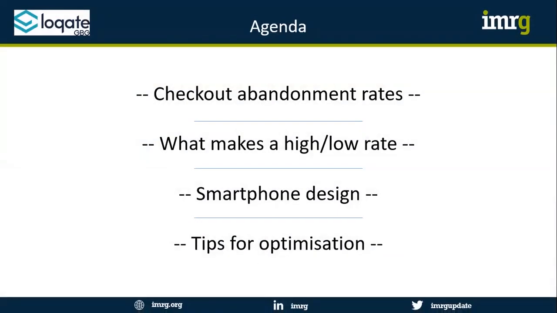So in terms of what we're going to be covering today, we're going to be looking at some checkout abandonment rates split by device. We're going to look at what makes a high and low rate, or doesn't, as the case may be. And we're going to have a bit of a focus on smartphones, looking at a few elements there. And then we're going to give you some tips for optimizing checkout. Should take about 30 minutes.